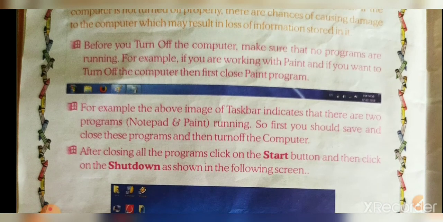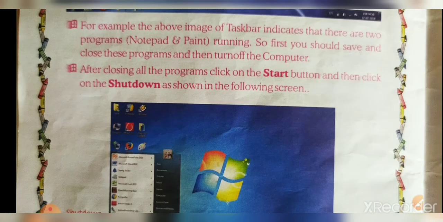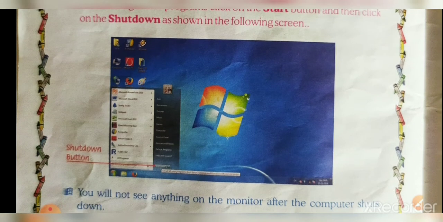For example, the above image of the taskbar indicates that there are 2 programs, Notepad and Paint running. If you have 2 programs, Notepad and Paint, first you should save and close these programs and then turn off the computer. After closing all programs, click on the start button and then click on the shutdown as shown on the following screen. Look at the screen.